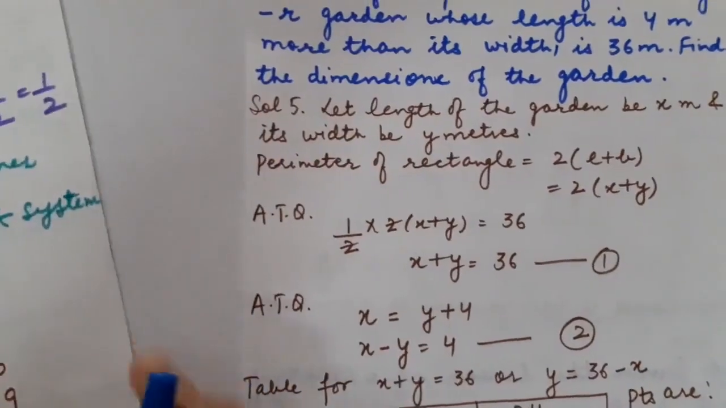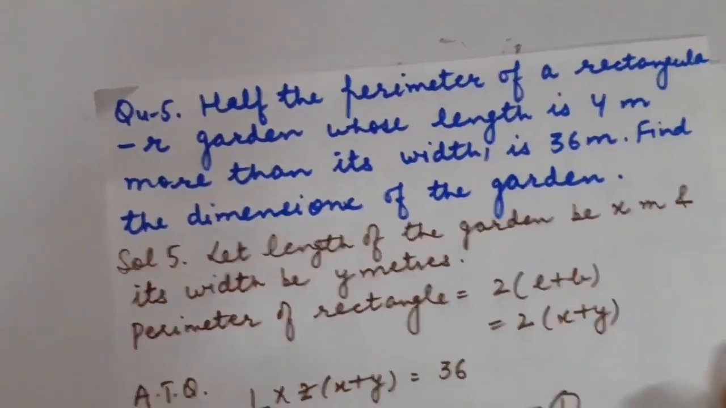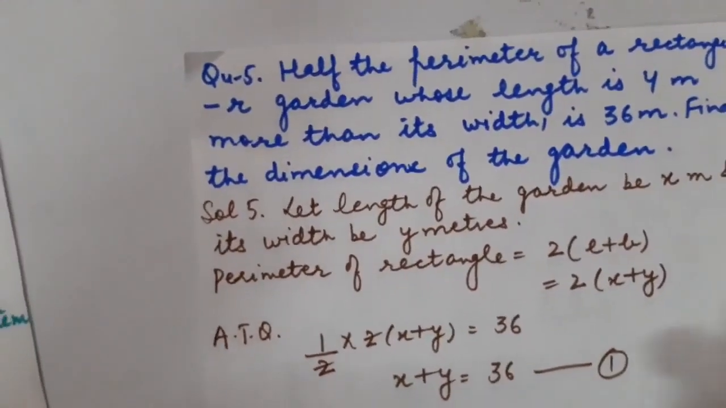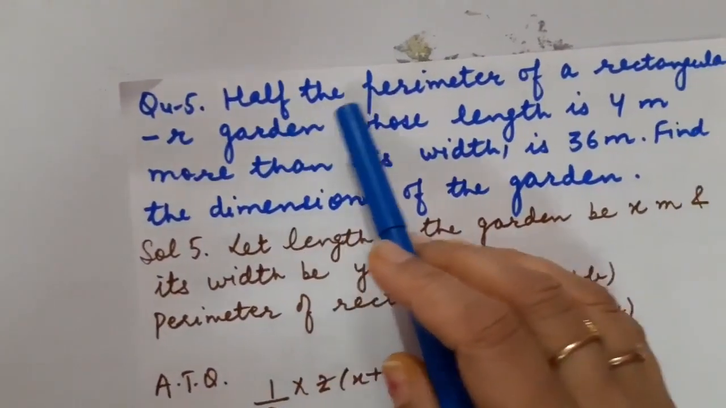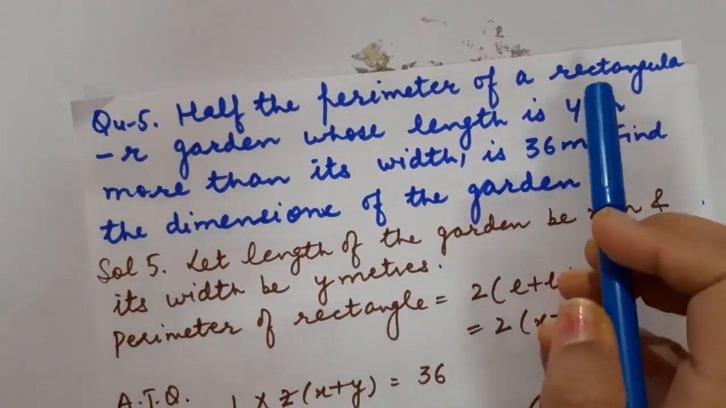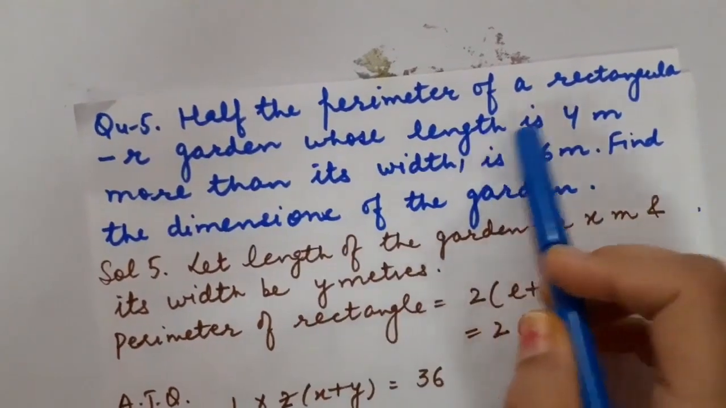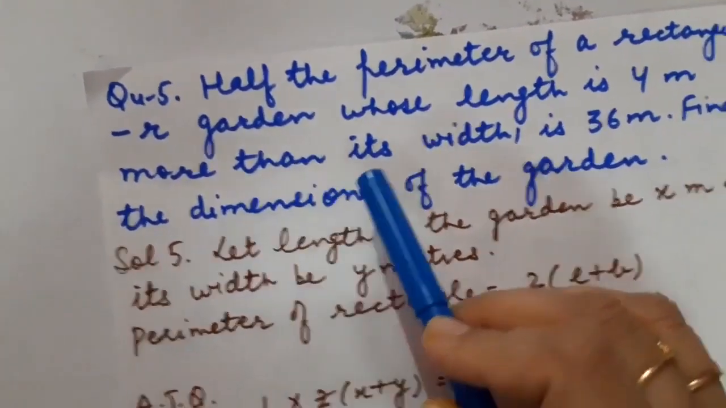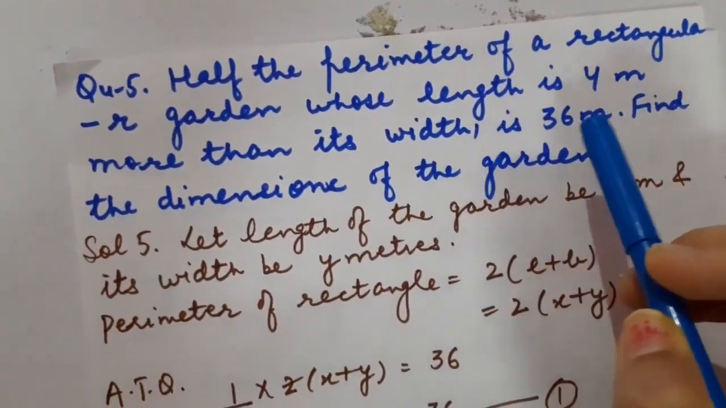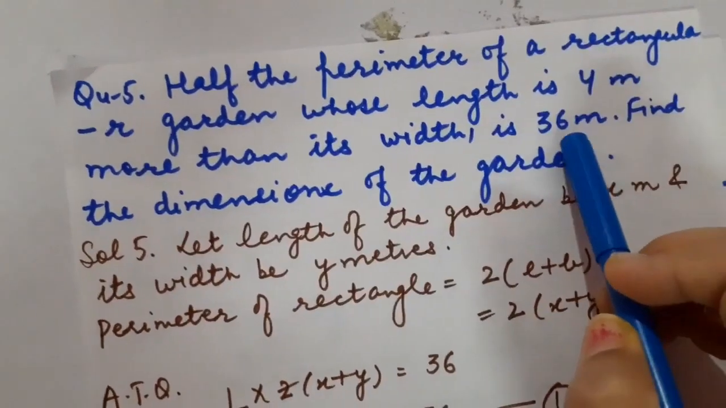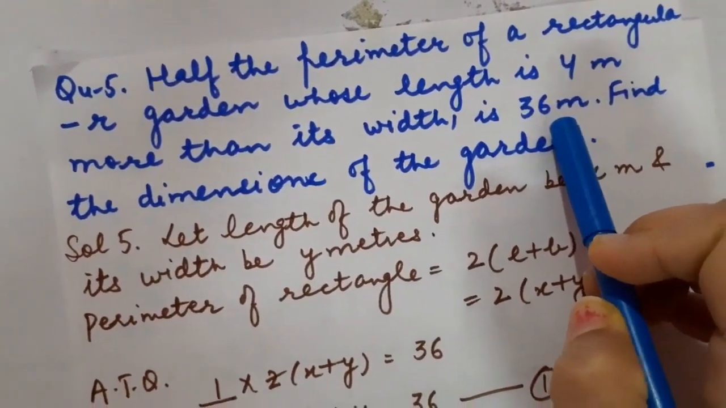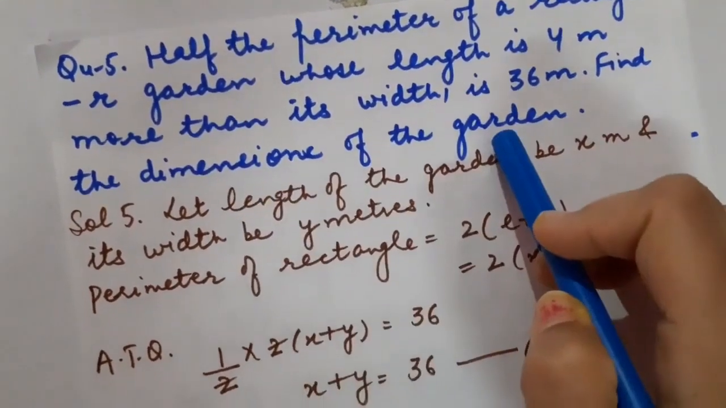Okay, for better clarity of the concept, I am going to take one more question in which the solution is also demanded, right? Half the perimeter of a rectangular garden whose length is 4 meter more than its width is 36 meter. Means this 36 meter is basically the half of the perimeter of a rectangular garden. Find the dimensions of the garden.